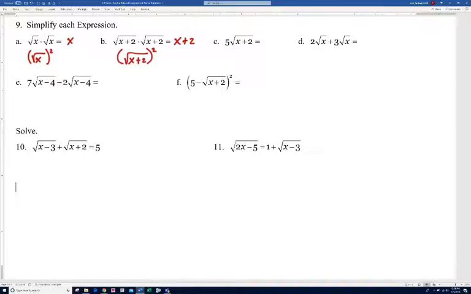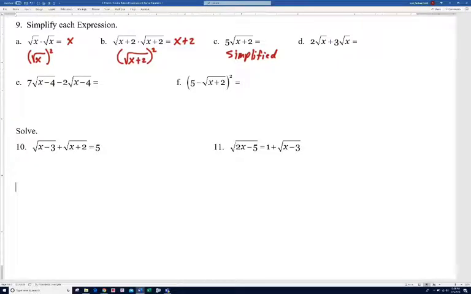Now on c, hopefully you said, I can't do anything there. You cannot distribute. So it's simplified as it is: 5 times the square root of x plus 2. There's nothing we can do with that.